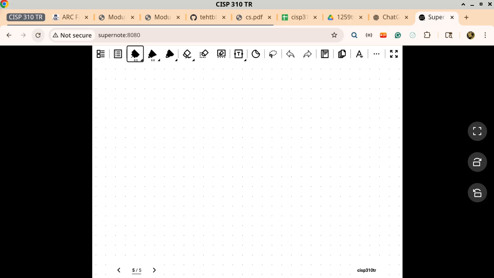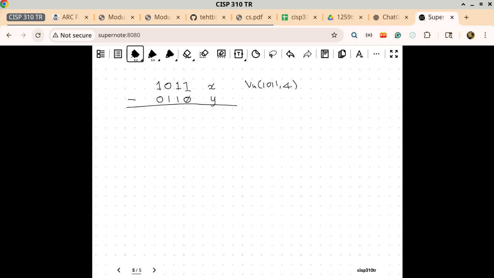So I'm going to give you two examples. One is less than, and the other one is not. So we're going to start with something simple. 1011 versus, so this is x, versus 0110. I'm just randomly picking two binary numbers. So in this case, what is VU of 1011 in base 2? What is the unsigned interpretation of 1011?